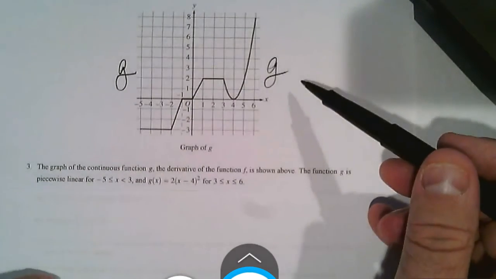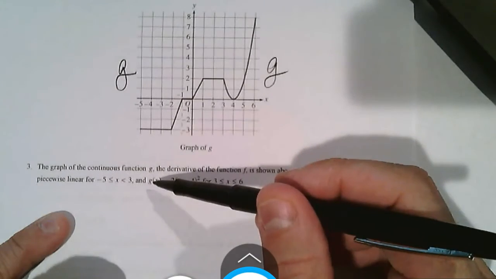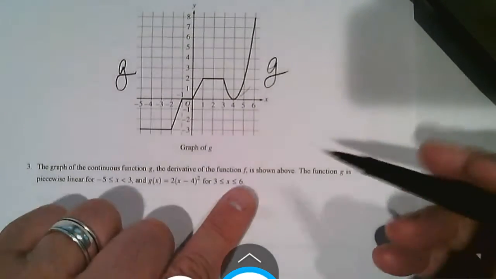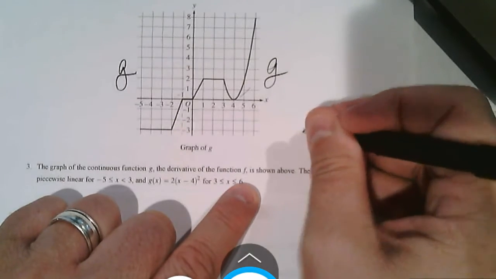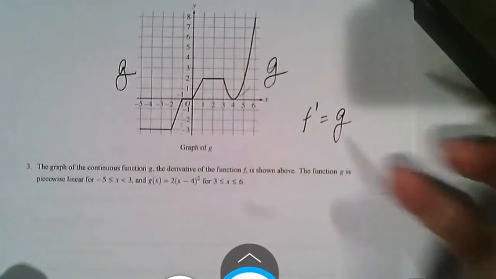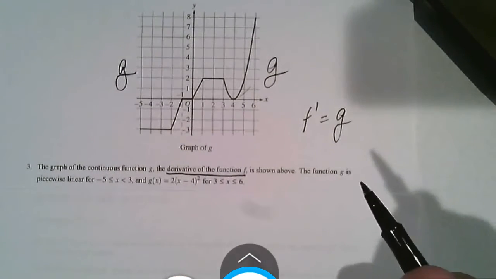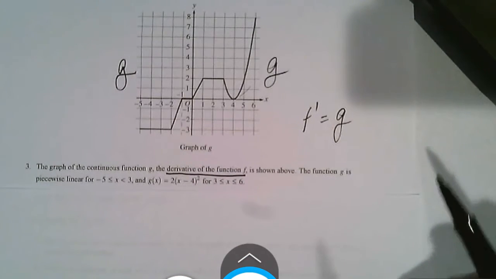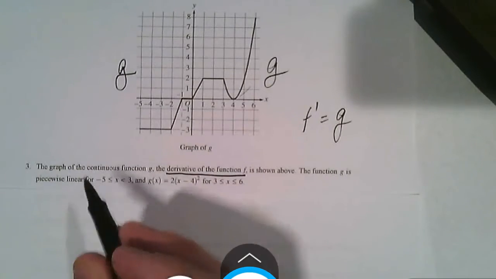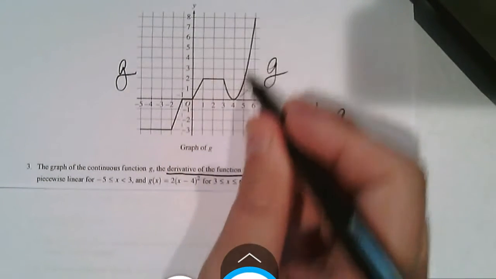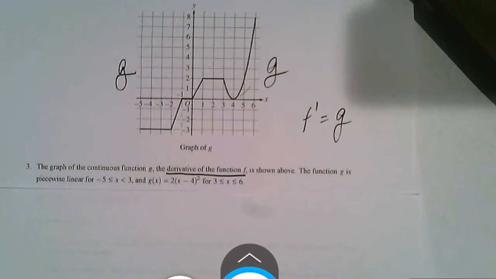Let's make sure we know what's going on. We've got the graph of g, and I like to write g in a whole lot of places so that I don't mess this up. We can see that the graph is continuous. The derivative of the function f, so g is actually the derivative of f. That's what they said right here. That may be helpful later on. It probably will be, but I don't know yet. The function g is piecewise linear, so all of these pieces that we see are linear, except for this part over here, which is shaped like a parabola.